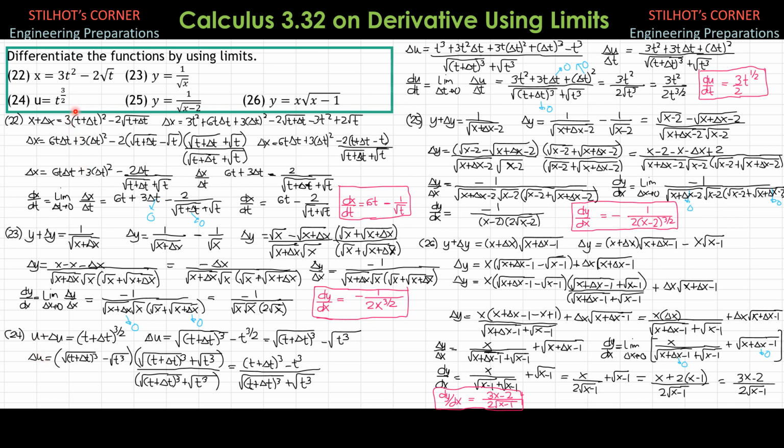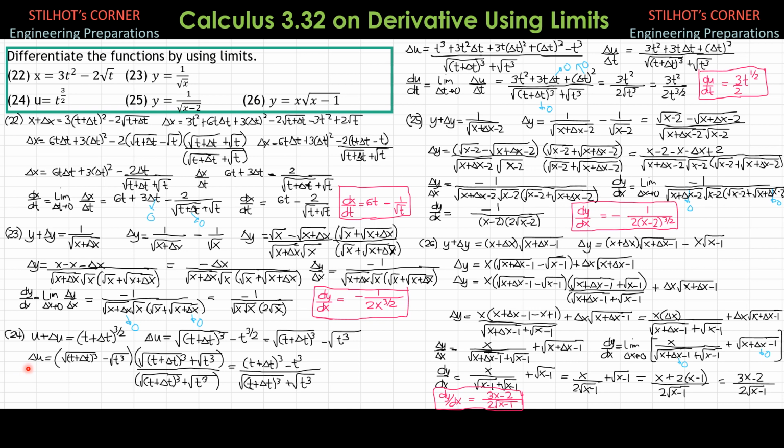Number 24, u is t to the 3 halves. So u plus delta u equals quantity t plus delta t to the 3 halves. Take note that t plus delta t to the 3 halves is like t plus delta t to the 1/2 quantity cube, or square root of t plus delta t, square root of quantity t plus delta t cube. So delta u equals square root of t plus delta t cube minus u, which is t to the 3 halves, and that's the same as minus square root of t cube.